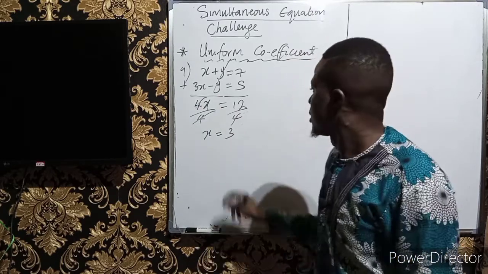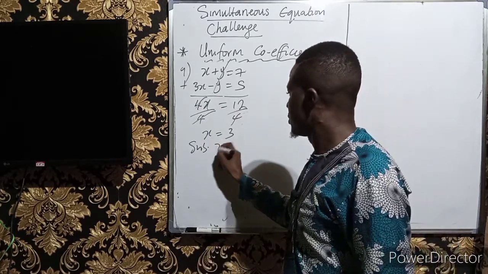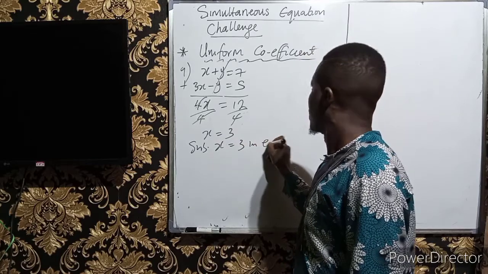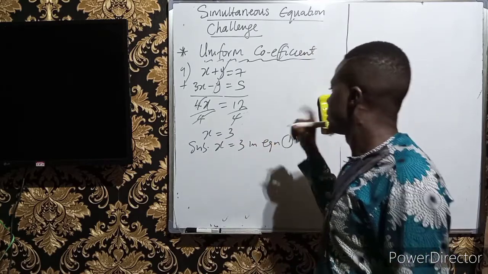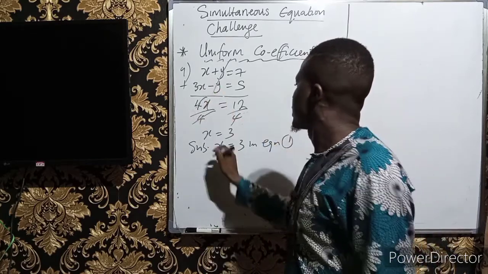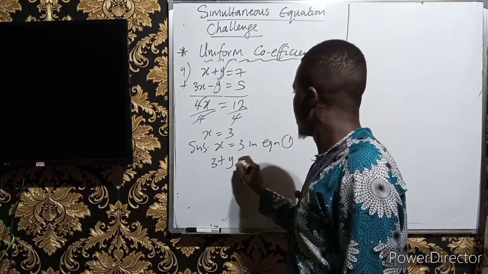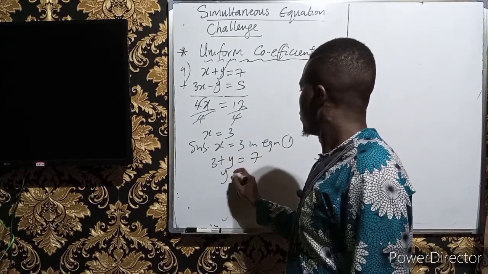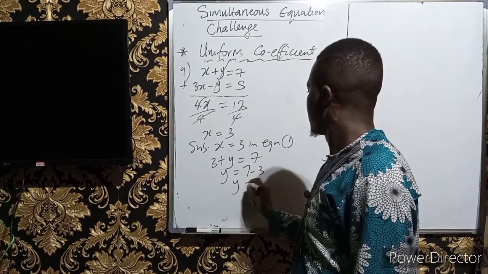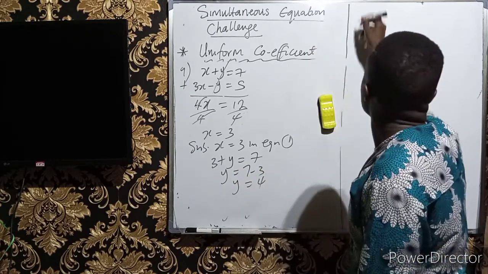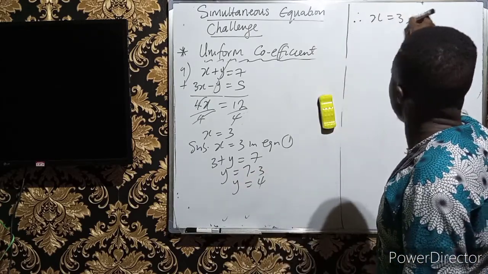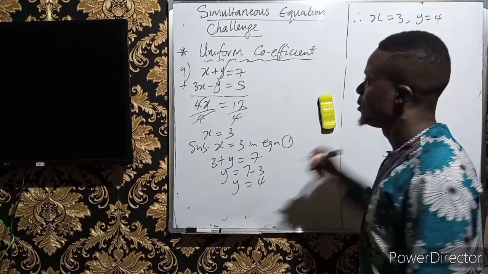If x is 3, to get y, I'll substitute x equal to 3 in any of the equations. Say 1. So in x plus y equals 7, I'll write 3 plus y equals 7. So y is now 7 minus 3. So y is giving us 4. So therefore, x is 3, y is 4.